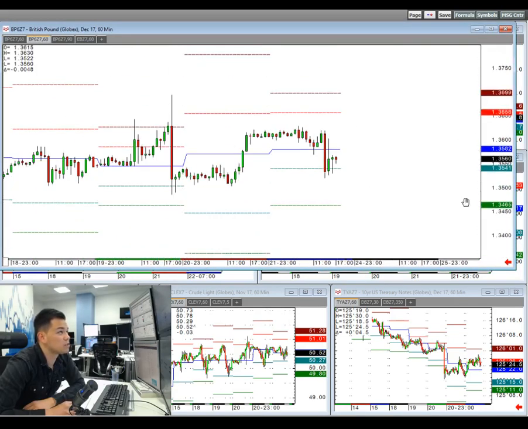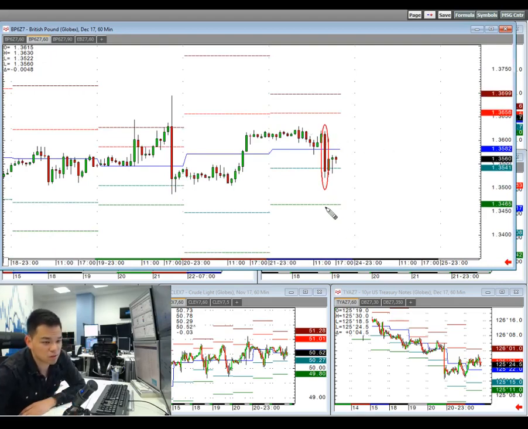So the main reaction that we've seen following her speech was this candle here. A big move to the downside. We're trading at around above the 1.36 handle. It managed to break below the pivot level, managed to take the low of the day, tested the S1, and now we're just hanging around in between the pivot and the S1.